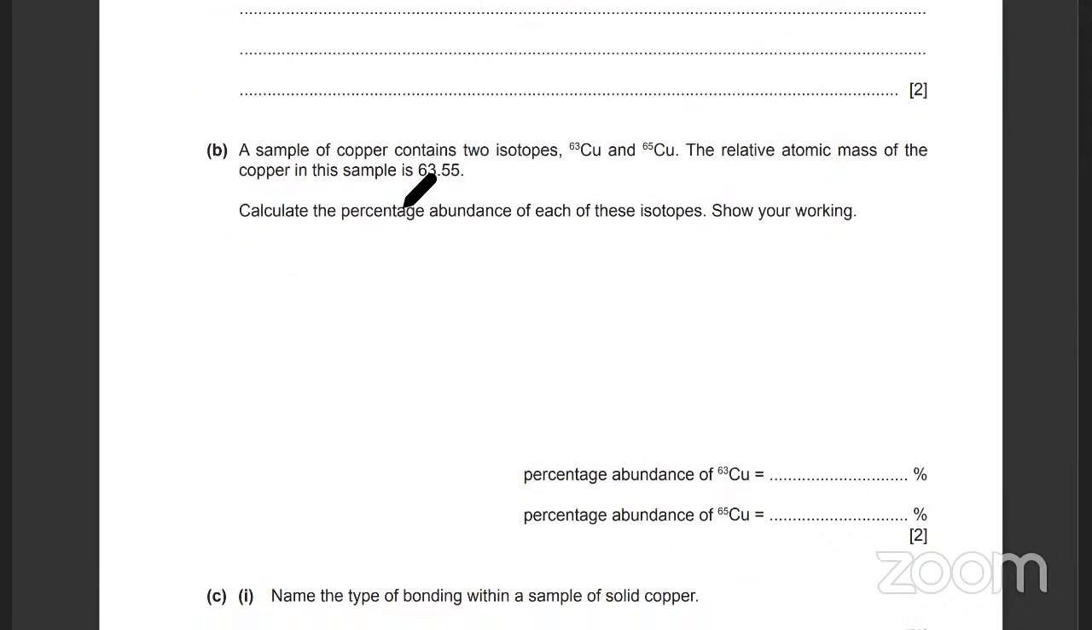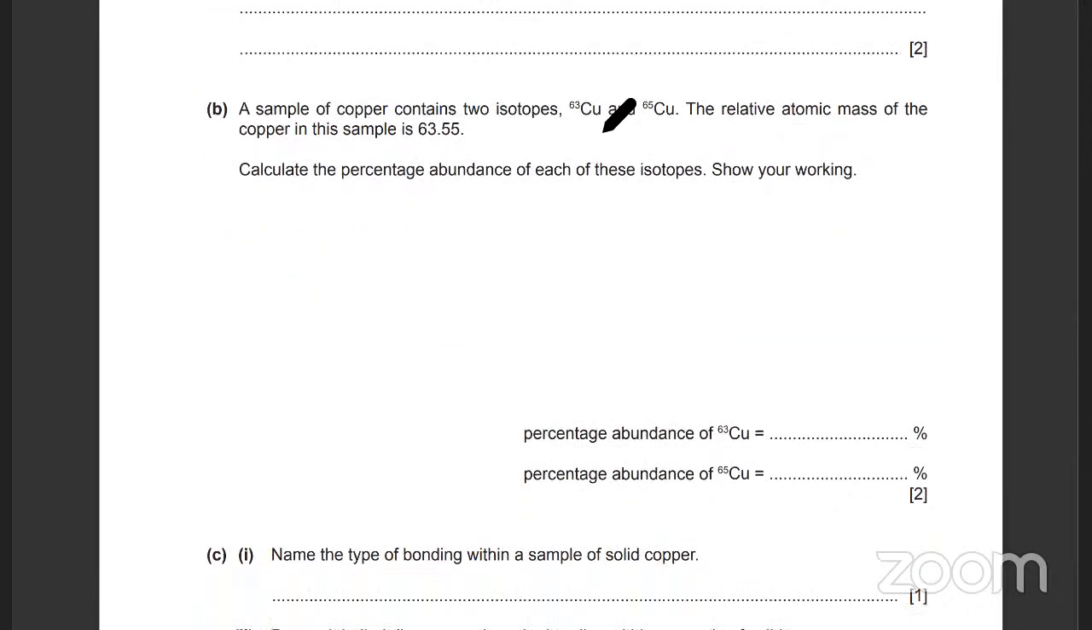The next part is a sample of copper contains 2 isotopes, copper 63 and copper 65. The relative atomic mass of the sample is 63.5. Calculate the percentage abundance of each of these isotopes. So you don't know which one is which percent. So you'll take this as X%. The other one would then be 100 minus X% automatically. So if this is 30%, that would be 70%, and so on.